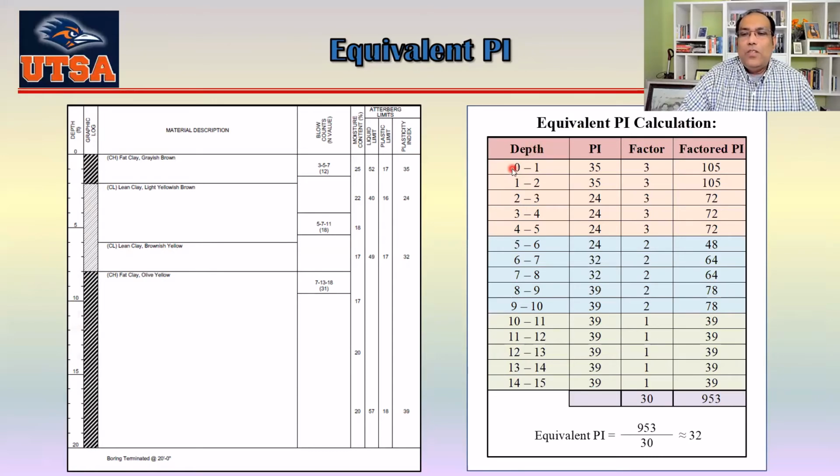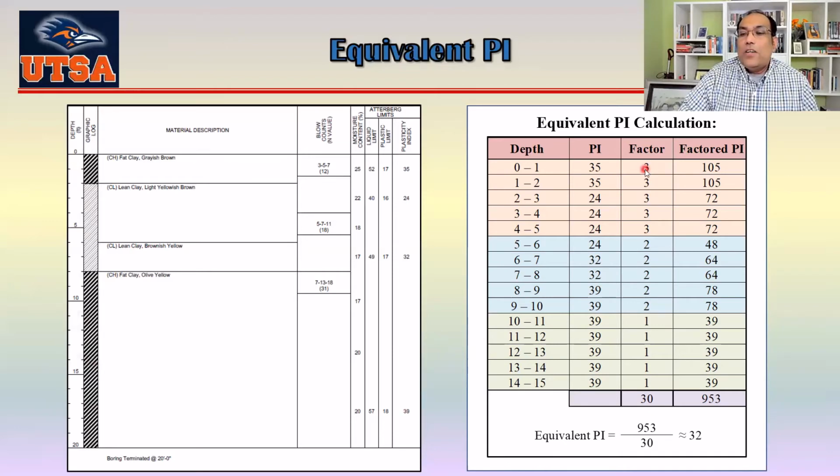You can see from depth 0 to 1, my PI is 35, right? And the second foot is also 35. From the second to the sixth foot, it's 24. So 24, 24, 24, 24, okay? Then from the sixth to the seventh, actually from here to here, that's 32. And then all the way from 8 to 15 is 39. Okay, there's the 39 here.